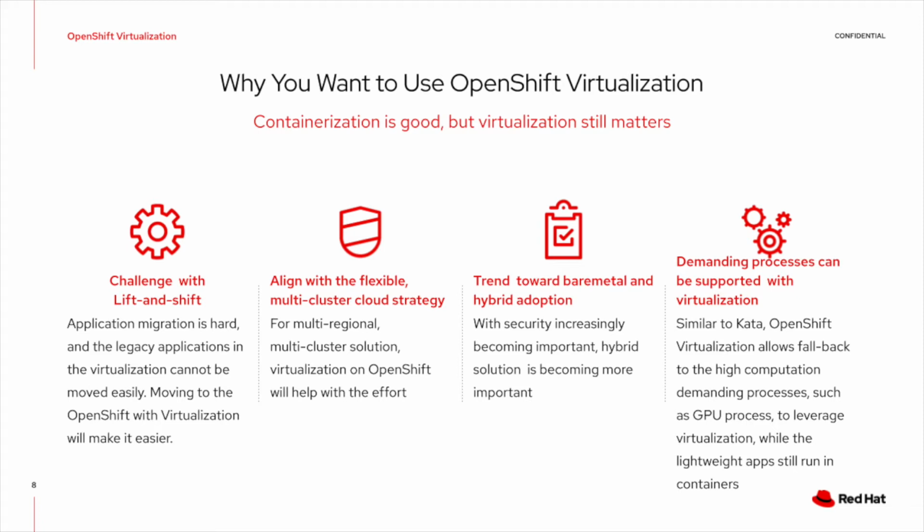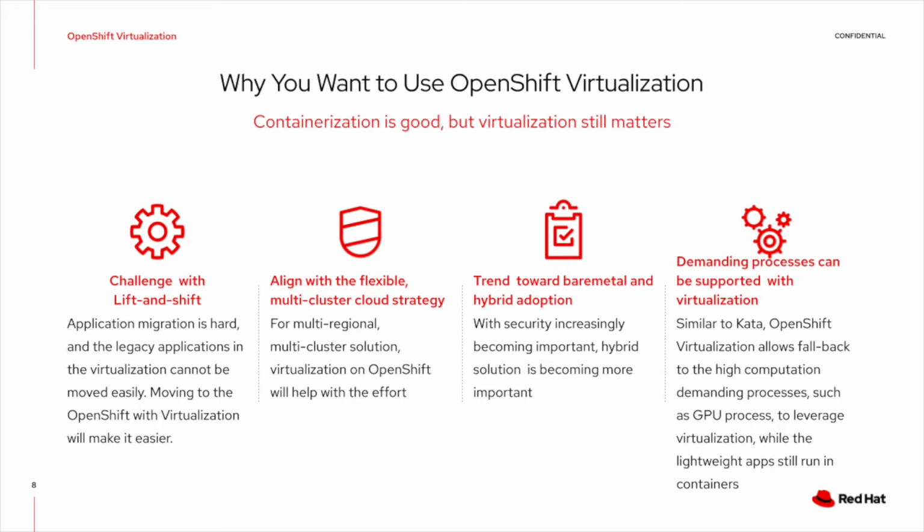Lift and shift. Application migration can be hard, and legacy applications in virtualization cannot be moved easily. Moving to OpenShift with virtualization will make it easier. We can align with a flexible multi-cluster strategy. For a multi-regional, multi-cluster solution, virtualization on OpenShift will help with this effort.